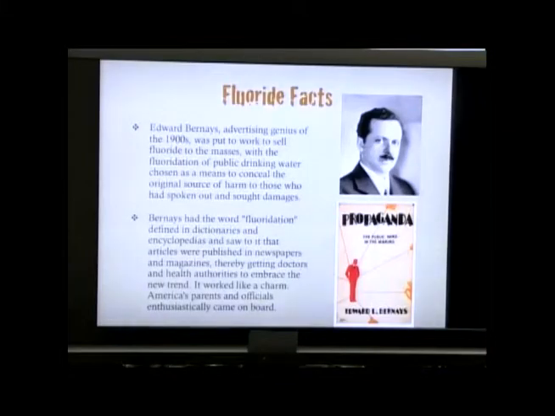I'm going to tell you a little bit about the history of fluoridation, which might surprise you. And on our slide right here, I'm going to introduce you to a gentleman named Edward Bernays. He was an advertising genius. Edward Bernays in America was the first madman, for those of you who follow the television show.